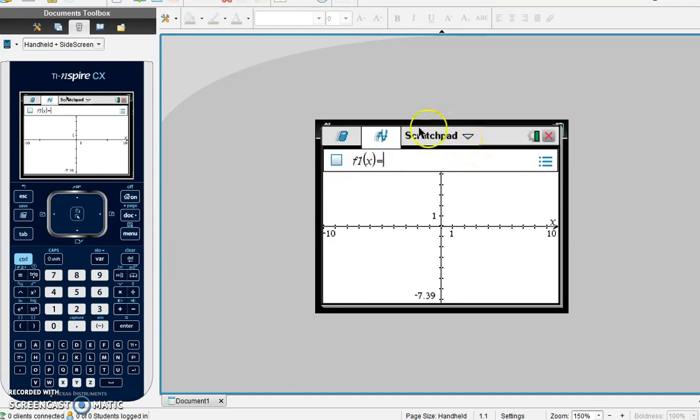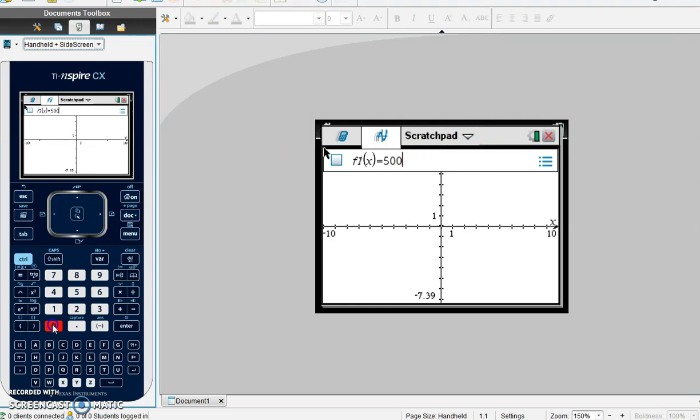So the first thing I'm going to enter is my equation that was at the beginning, 500 e to the 0.1, and I'm actually going to put x in there, the variable, and click enter. Okay, I'm not going to be able to see anything because I've got to adjust my screen to be able to see this. But before I do that, I'm going to graph my other function.